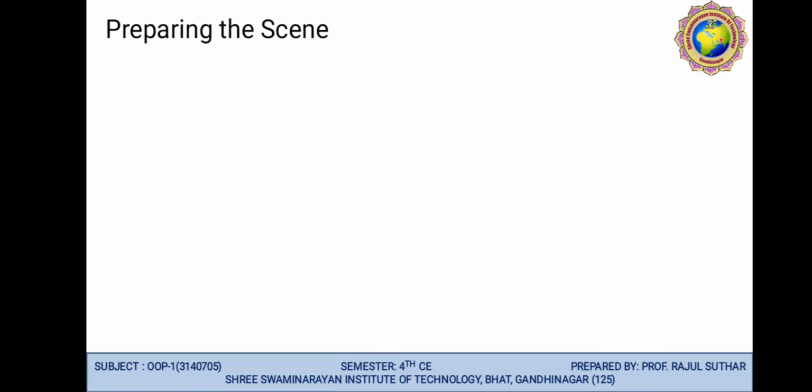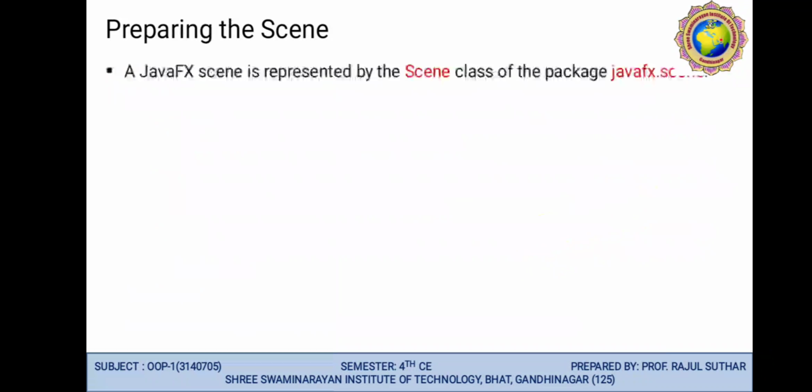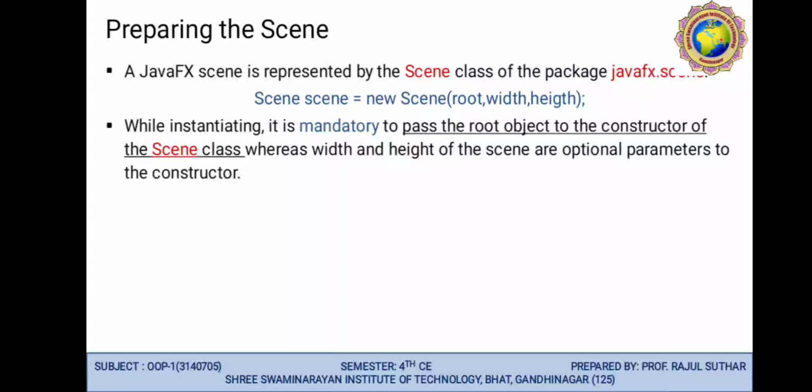Then preparing a scene. Again, the JavaFX scene is represented by the Scene class of the package javafx.scene. So we require an object for the scene. Scene is equal to new Scene, where new is the keyword used to create the object of Scene with the parameters root, width and height. While instantiating, it is mandatory to pass the root object to the constructor of the Scene class, whereas width and height of the scene are optional parameters to the constructor. This is the constructor.